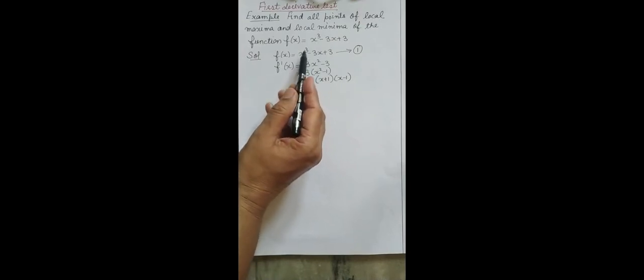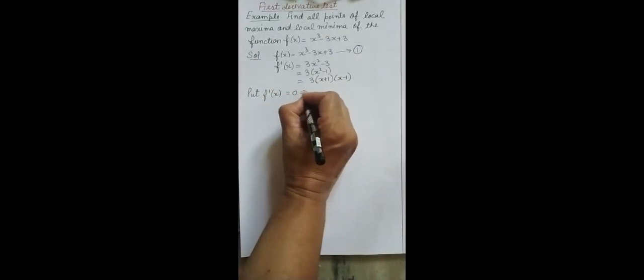So students, now let us discuss one example of first derivative test. We have to find all the points of local maxima and local minima of the function f(x) = x³ − 3x + 3. For applying the first derivative test, we will differentiate this function with respect to x. So the derivative will be 3x² − 3.